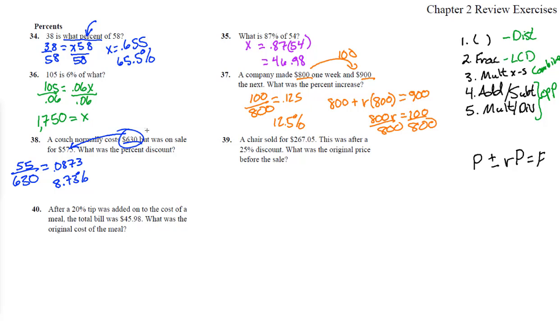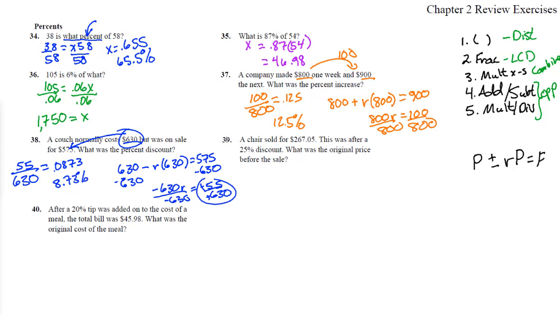Now, if you wanted to use the formula, it would look like this. The original that you started with was 630. It decreased by some rate times 630 to get to 575. So if you subtract 630 from both sides, you get negative 630 times R equals negative 55. Divide by negative 630, divide by negative 630, and those two negatives will cancel, and you'll get the exact same 0.0873.